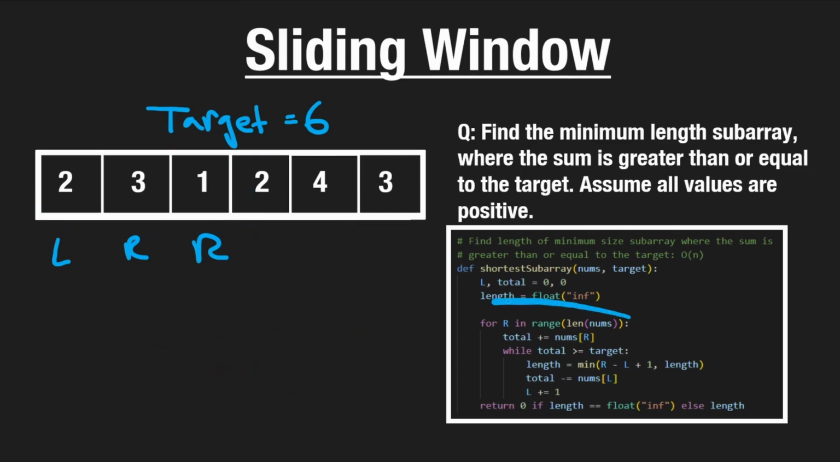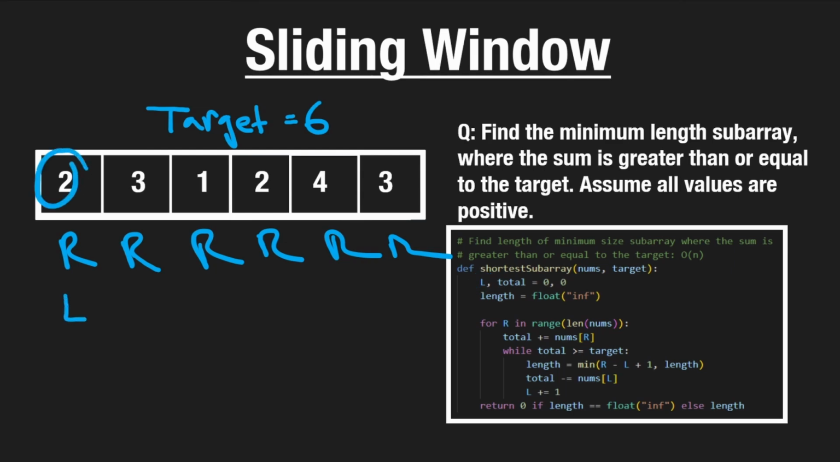We have an outer loop. We know for sure that the right pointer is going to visit every single position in the input array. We also know that the left pointer is possibly going to visit every position. It's going to start at the beginning and it's going to be incremented in some cases when the inner while loop runs. But the left pointer might not necessarily reach the end of the array.